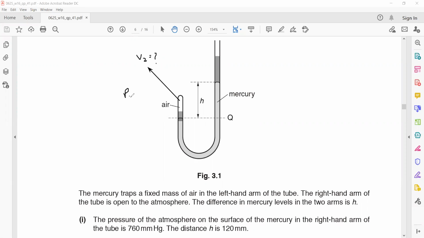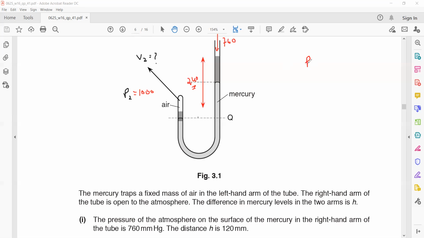But what about the pressure? How to work out the new pressure on the air? The difference in the level is now 240. So 240 is the difference in the level, or pressure due to mercury, and 760 is the pressure of atmosphere. So the new pressure experienced by this gas is the pressure of the mercury plus the pressure of atmosphere. So 240 plus 760, that is 1000.